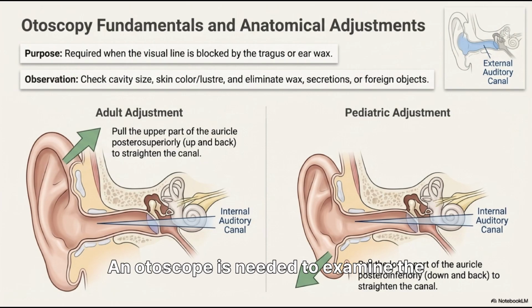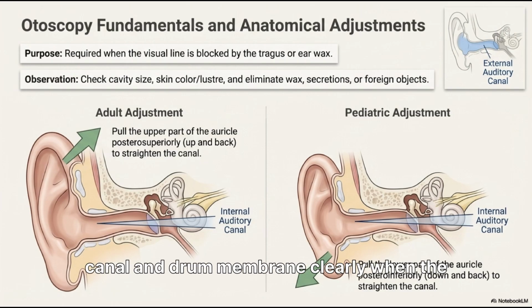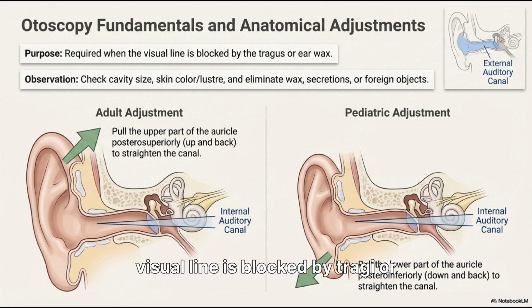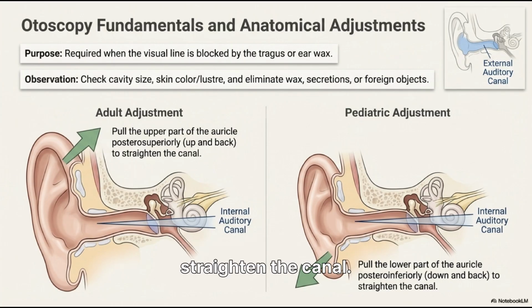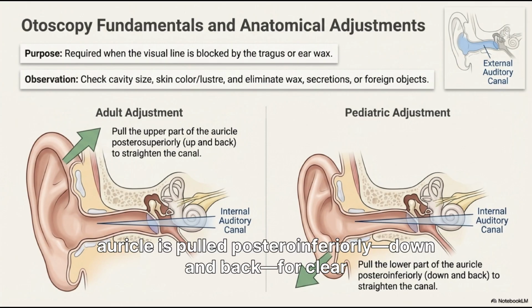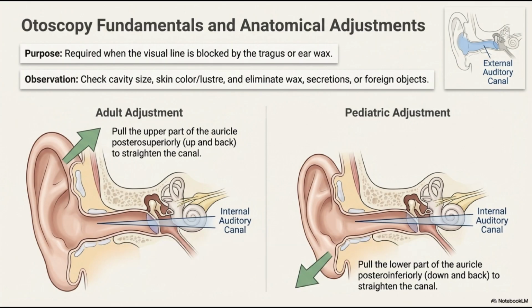An otoscope is needed to examine the canal and drum membrane clearly when the visual line is blocked by trachea or earwax. For adults, the upper part of the auricle should be pulled postero-superiorly, up and back to straighten the canal. For children, the lower part of the auricle is pulled postero-inferiorly, down and back for clear observation.